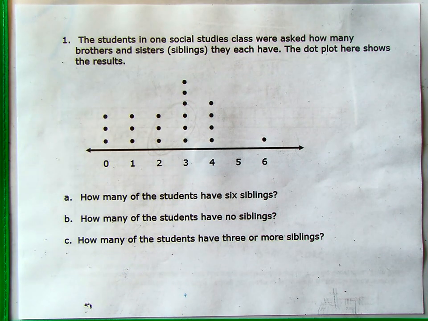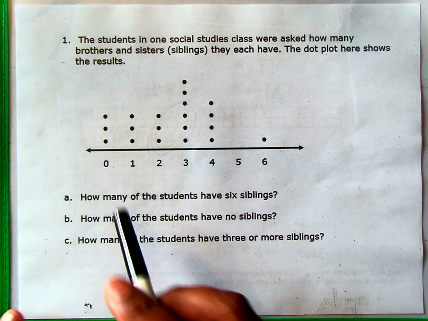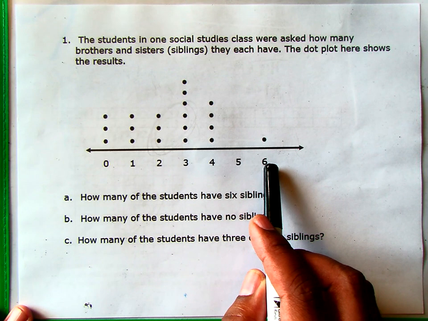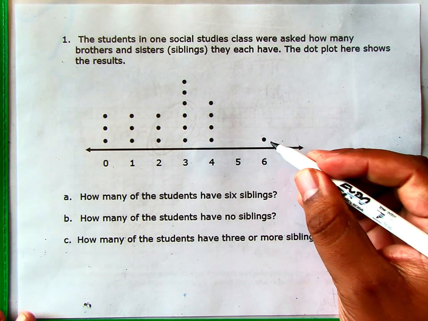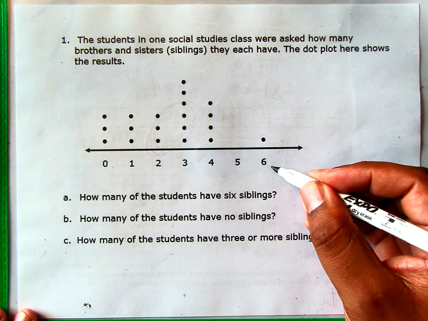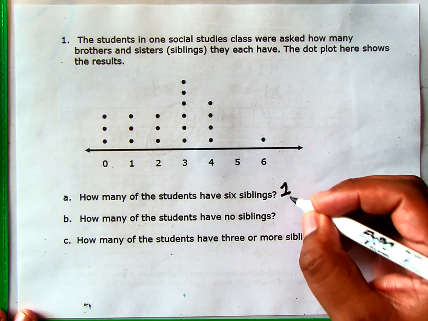of these questions. So it says here, how many of the students have 6 siblings? Okay, so basically you go, alright, well this is the list of the siblings here. We only have 1 dot for 6 siblings. So the answer to that is 1.